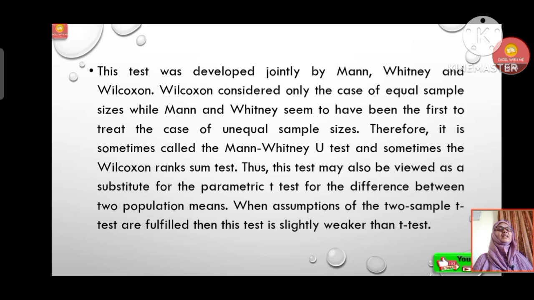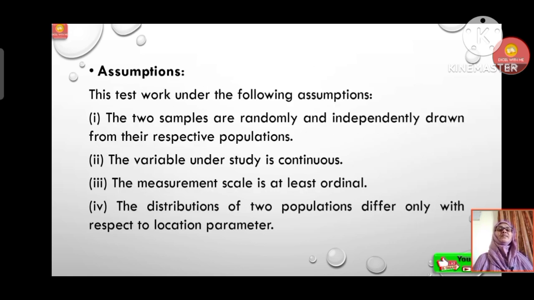Now, what are the assumptions? This test works under the following assumptions. Number 1, the two samples are randomly and independently drawn from their respective populations. Second, the variable under study is continuous. Third, the measurement scale is at least ordinal. Fourth, the distributions of the two populations differ only with respect to the location parameter.